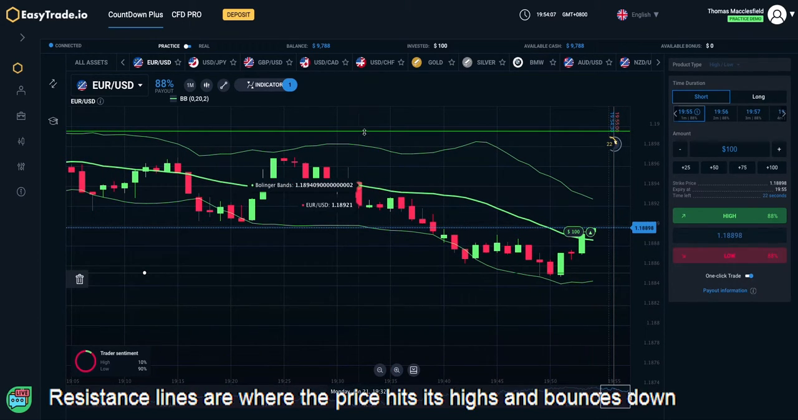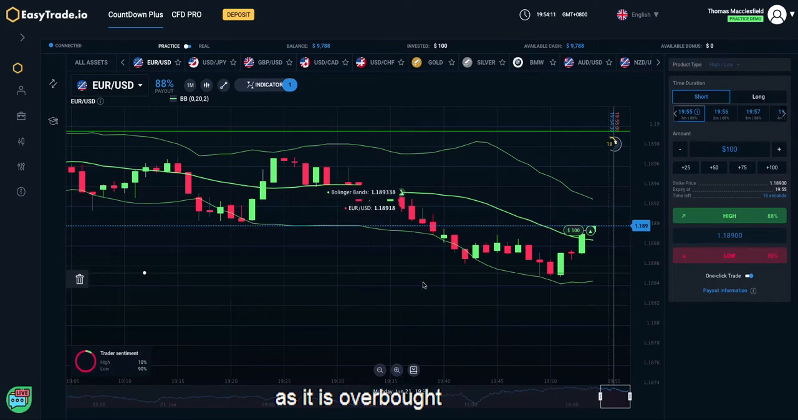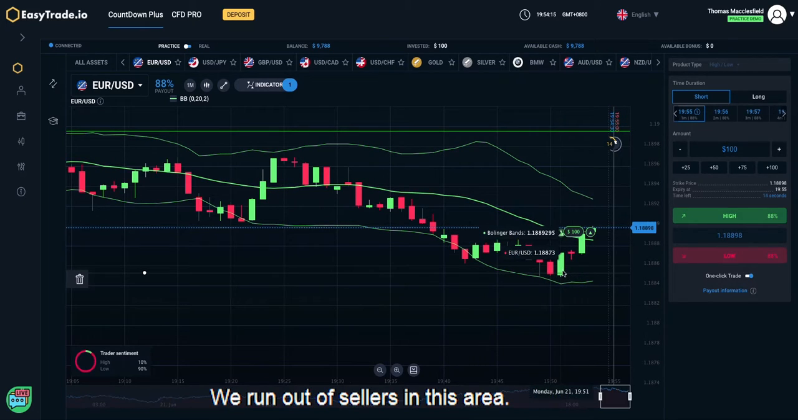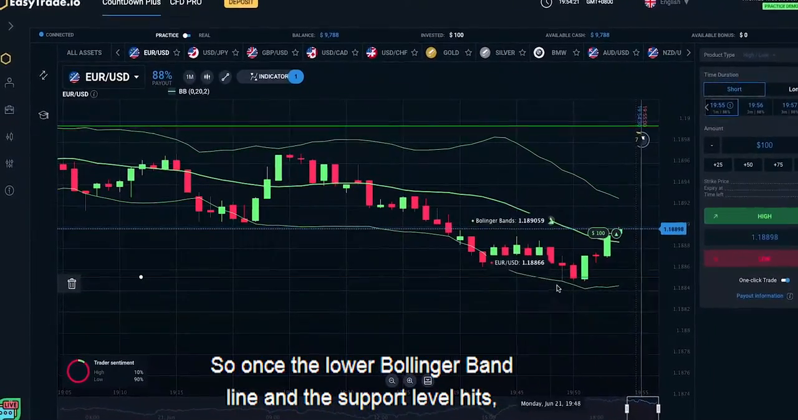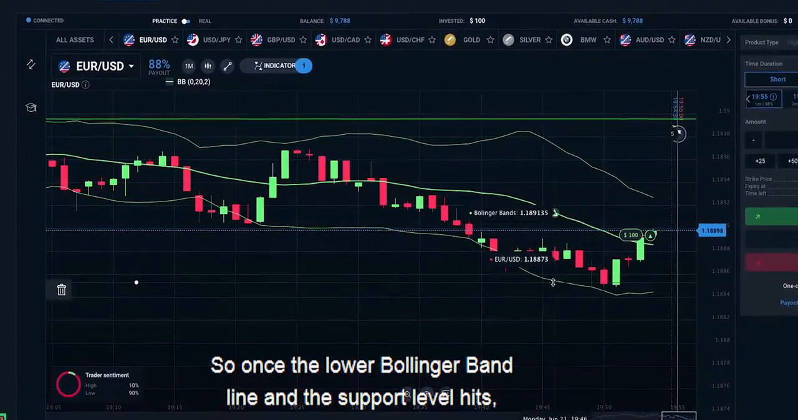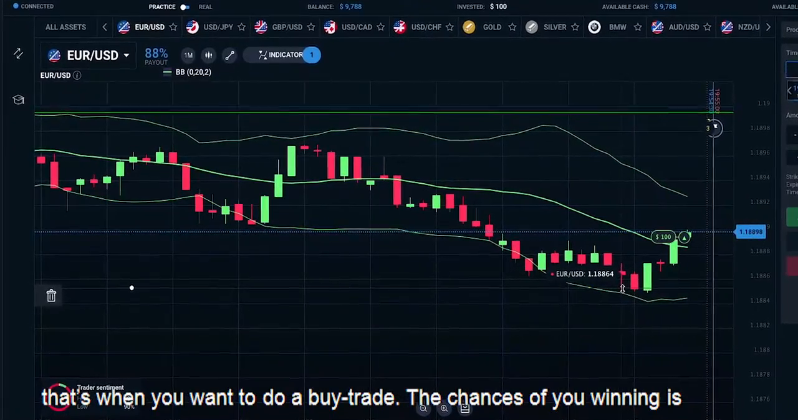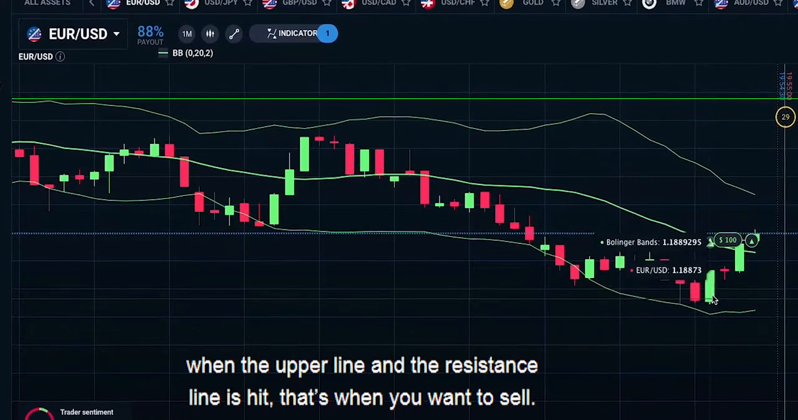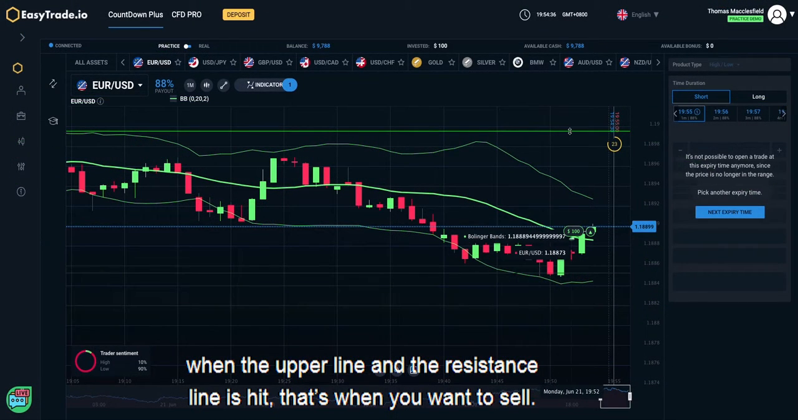Resistance lines are where the price hits its highs and bounces down as it is overbought and more people sell. Similarly, support lines do the opposite. We run out of sellers in this area. So once the lower Bollinger Band line and the support level hits, that's when you want to do a buy trade. The chances of you winning is high, and similarly, when the upper line and the resistance line is hit, that's when you want to sell.